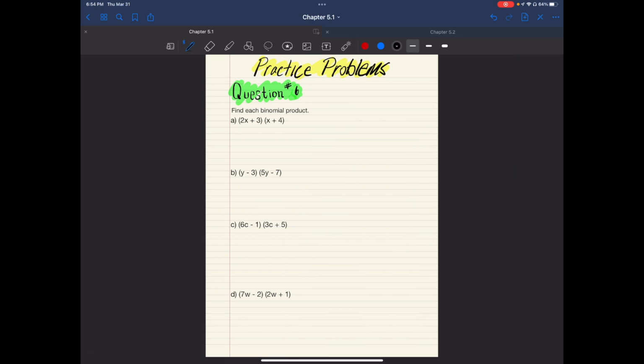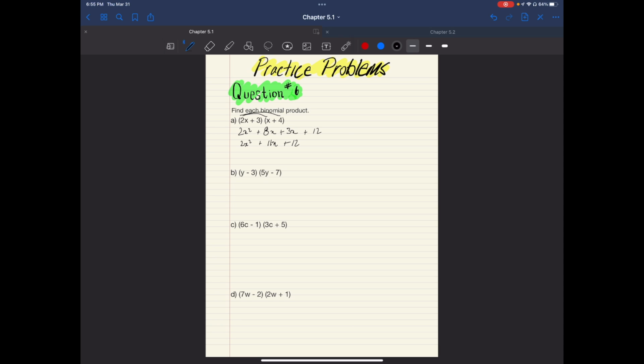Question 6, find each binomial product. So hopefully by now the repetition has gotten you guys into a bit of a groove where you understand it more. But we're just going to keep going through these. 2x squared plus 8x plus 3x plus 12, 2x squared plus 11x plus 12.